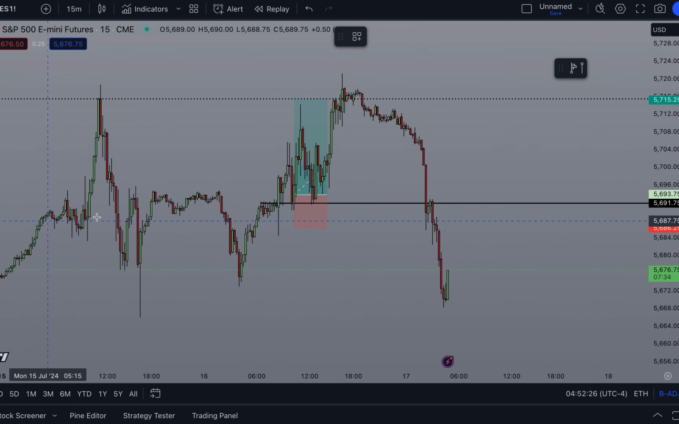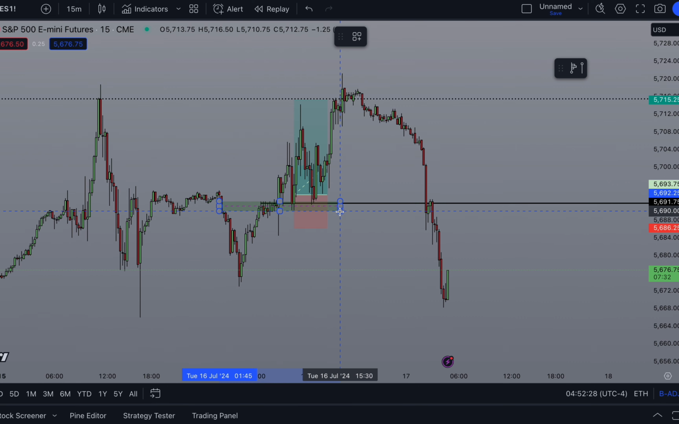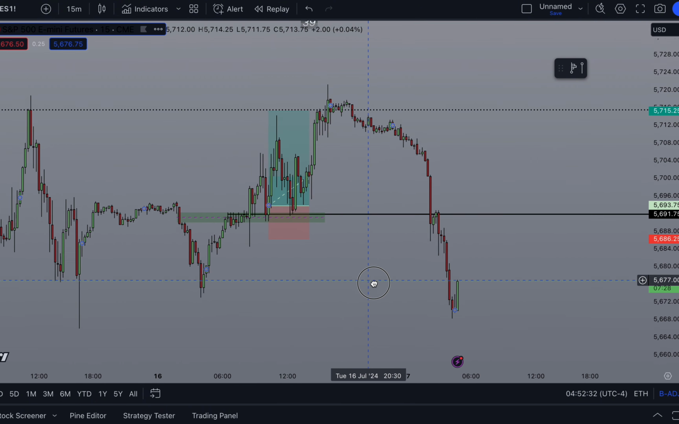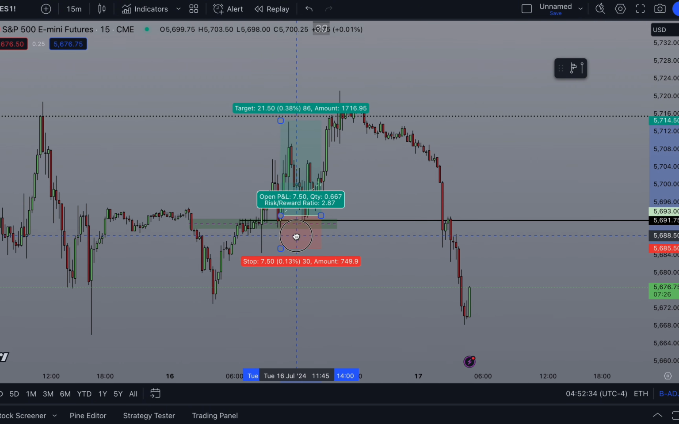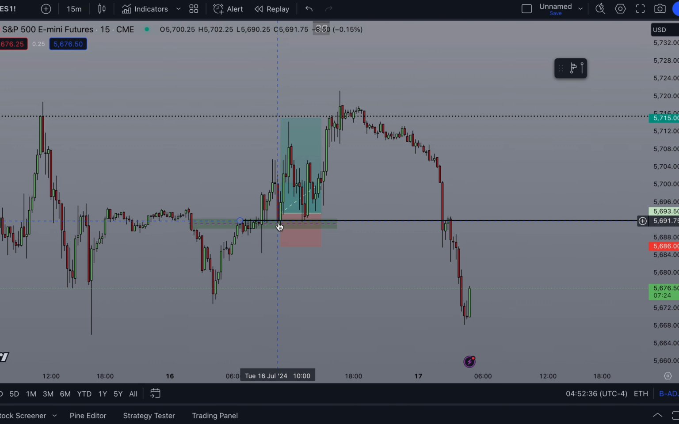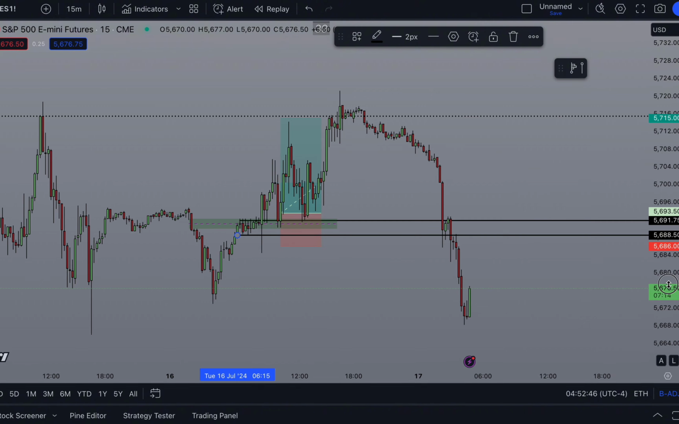We also had a previous fair value gap that got broken above and now held as support. So I waited for that level to get hit. Price came down, it hit it, and then I got in around 56.93.50. My stop loss was under the previous day close, which would have been right under this 56.88 area right here.